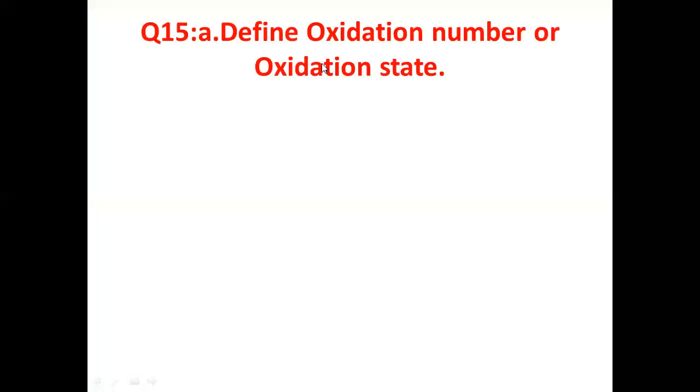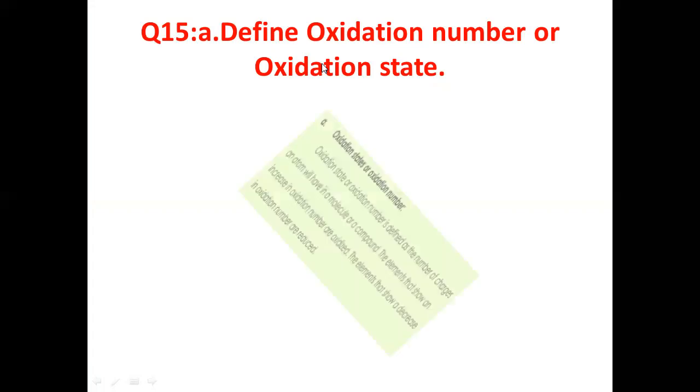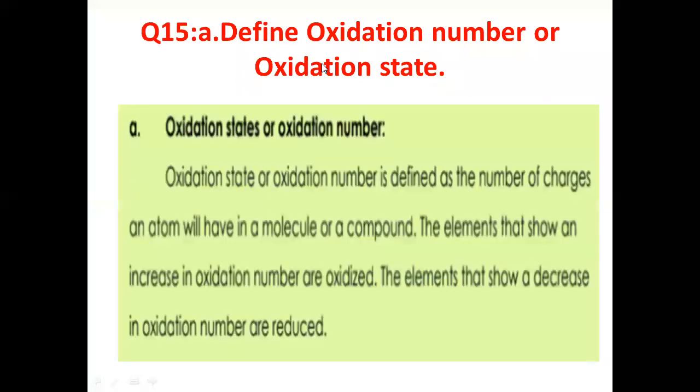Question number 15, A part: define oxidation number or oxidation state. Oxidation state or oxidation number is defined as the number of charges an atom will have in a molecule or a compound. The elements that show an increase in oxidation number are oxidized, and the elements that show a decrease in oxidation number are reduced.